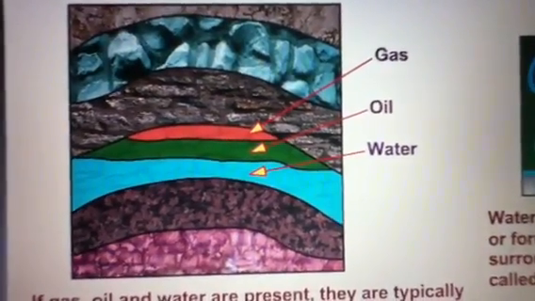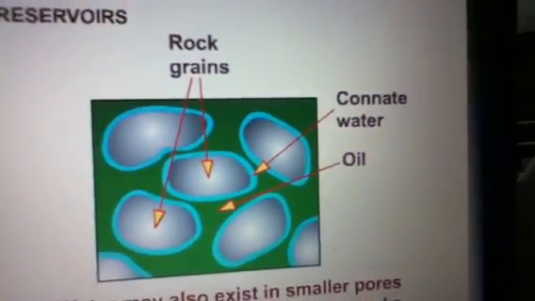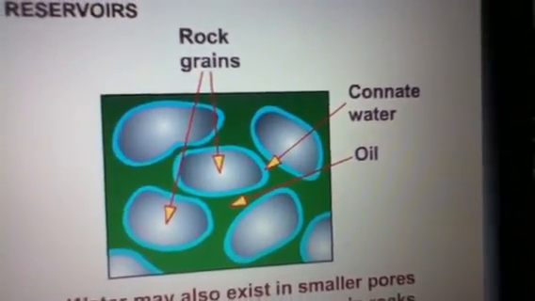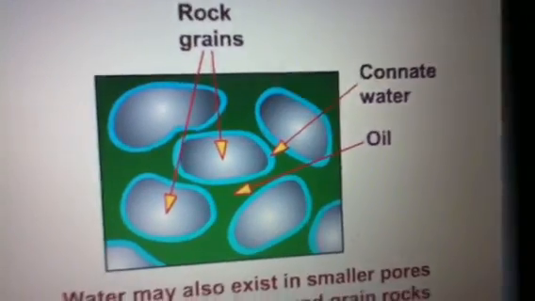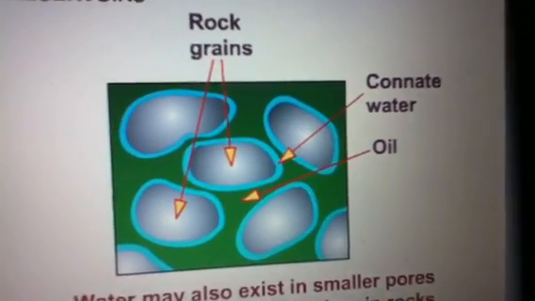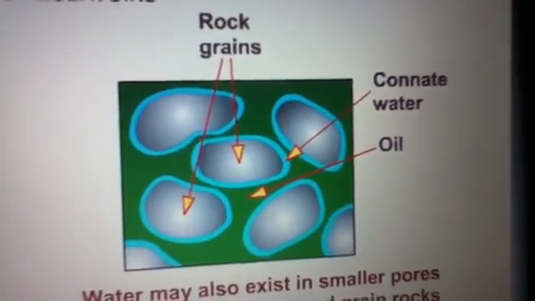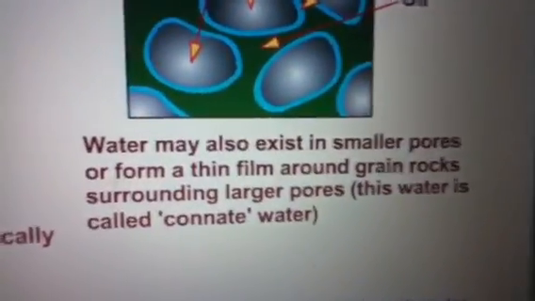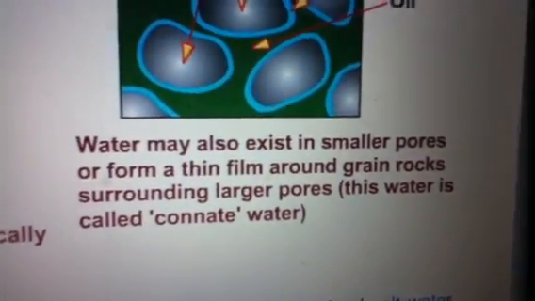However, the entire water is not displaced in this manner, and around 10 to 50% water may still exist in the pore spaces. This water is called connate water. It may exist in the smaller pores and coat or form a thin film around the rock grains surrounding the larger pores, which contain the hydrocarbons.